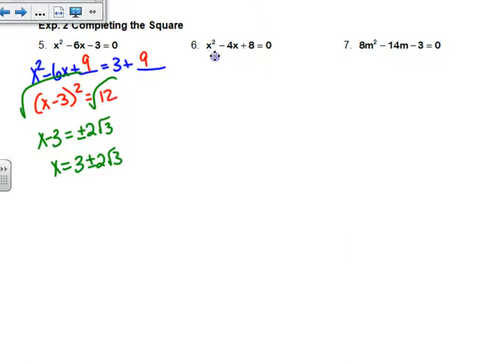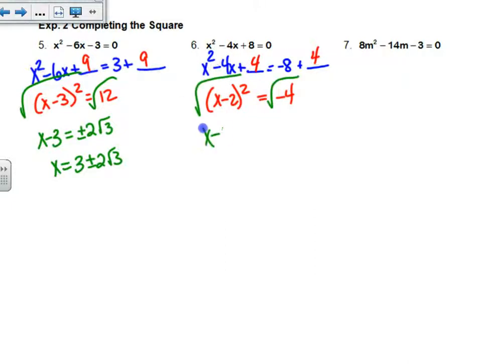Okay, same method here on number 6. I'm going to move the constant over while leaving blanks. This time we have a negative 8 plus blank. Half of negative 4 is negative 2. Negative 2 squared is 4. We're going to factor this, and that equals negative 4. So now when we square root both sides, we have x minus 2 equals plus and minus the square root of negative 4, which is going to be 2i. And my final answers, when I add the 2 over, are 2 plus and minus 2i.